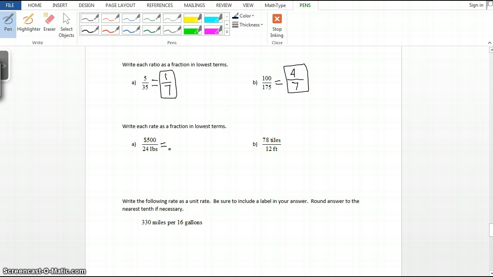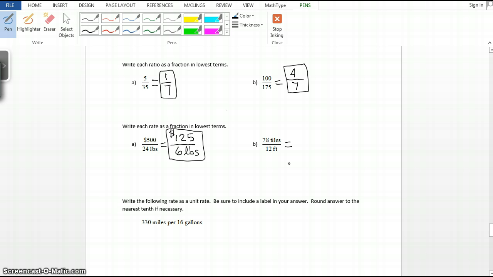Now looking at the 500 and the 24 to see what's common, yes, they're both even. 2 will go into both, but a larger one is 4. 4 goes into both of those. 4 goes into 500 125 times. For a rate, you have to make sure you keep your labels on them because they're different top and bottom. 4 goes into 24 6 times. So since we've reduced this down as far as it'll go, $125 for 6 pounds is the same thing as $500 for 24 pounds. And let's look at part B.